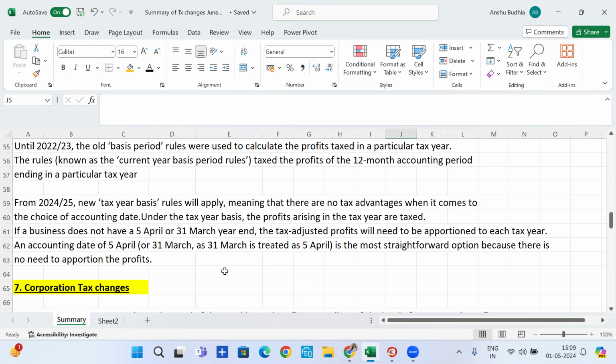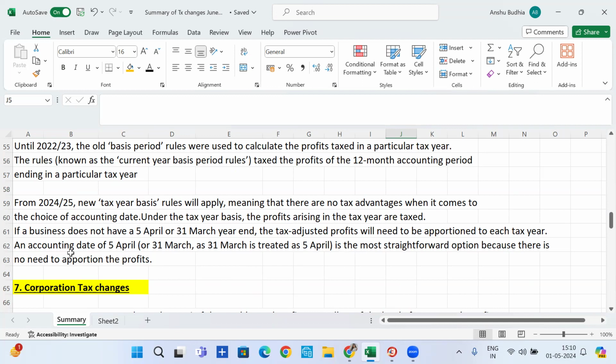Let me just cover it first. So under the tax year basis, the profits arising in the tax year are taxed. Simple. So just like we had employment income, whatever is arising in the tax year is taxed. Likewise here, whatever profits are arising in the tax year are going to be taxed. Very easy. It is going to make your life easier. So now if a business does not have a 5th April or a 31st March year end, the tax adjusted profits will need to be apportioned for that particular tax year.